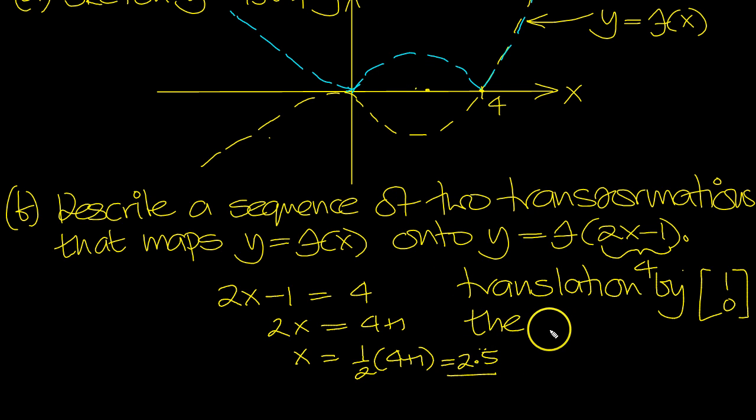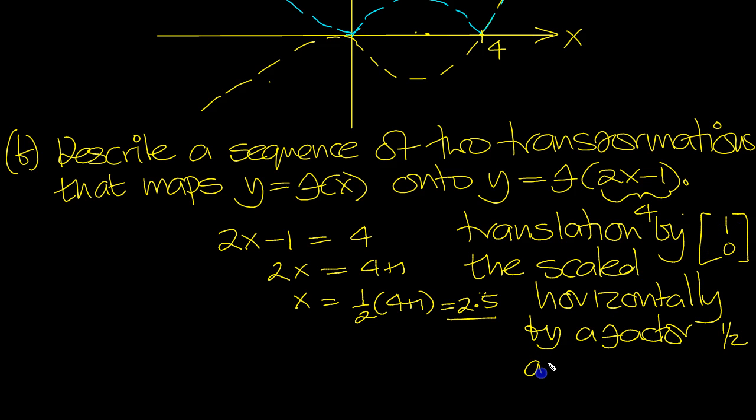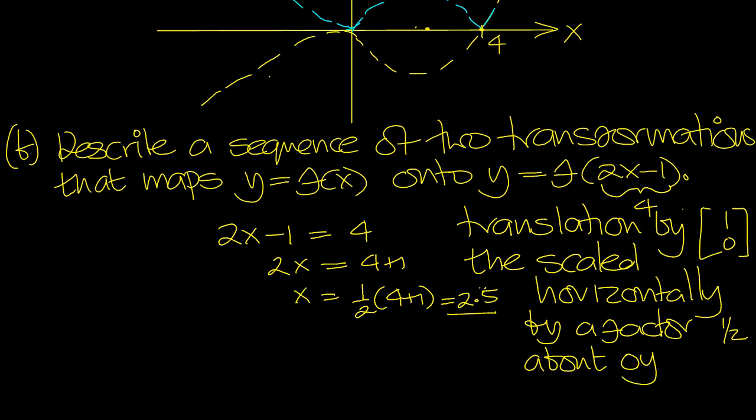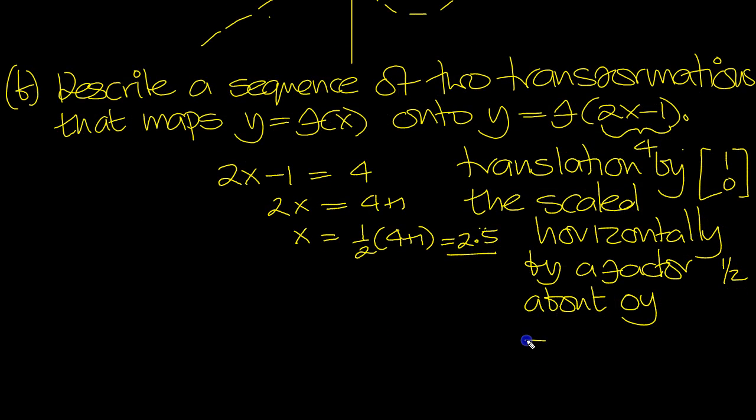Then scaled horizontally by a factor of a half, about OY. So it's scaled horizontally back about this axis here, all brought back by a factor of a half. So the 5 is brought back half as much to 2.5. And then the point is marked here at 2.5. And that's the output there. That would be the new function. So there's our two transformations.